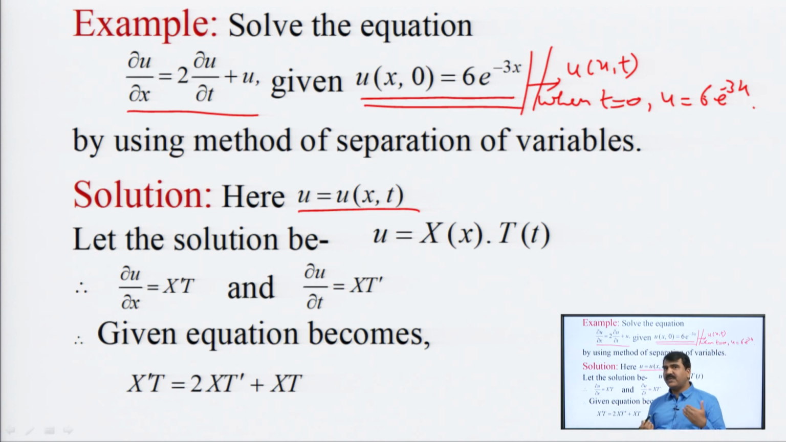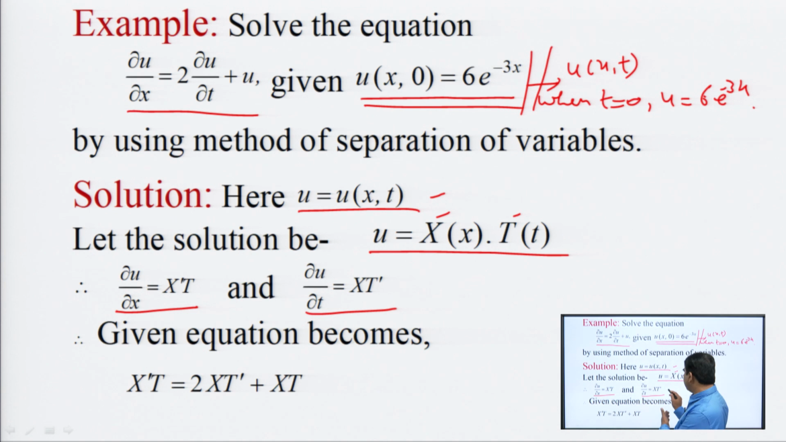So, first we find the solution of the given differential equation by using the method of separation of variables, and after writing the solution we use this condition to evaluate the constant. Here it is clear that u is a function of x and t. So, we assume the solution as u is equal to X into T, and if you find del u by del x, then you get X dash T, and del u by del t is equal to X T dash.